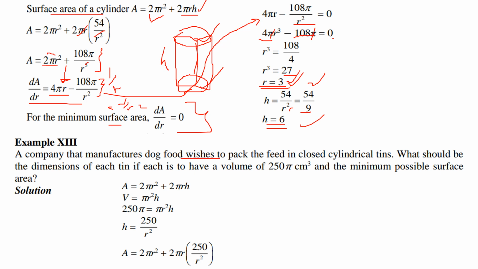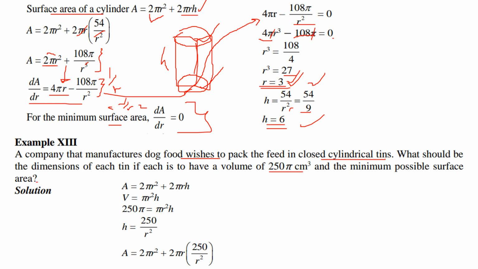So looking at another example, we are provided that the company that manufactures dog food wishes to pack the feed in closed cylindrical tins. What should be the dimensions of each tin if each is to have a volume of 250 pi centimeters cubed and the minimum possible surface area?